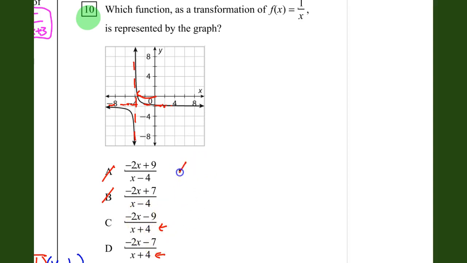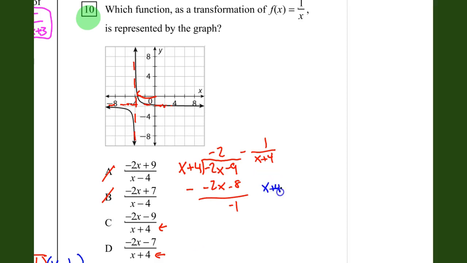So we'll have to do some long division to find out. So let's just divide these both and see what we end up with. So -2x minus 9, right? And we'll have, let's see here, -2, and then we'll have minus 8. Negative minus negative is positive, so we'll get -1. So we'll get minus 1 over x plus 4 here. And if we did the same thing for D, it'd be a very similar answer here. We'll have x plus 4, and then -2x minus 7, and we'll have -2x, and this time it will be -8, same thing, but we'll end up with a positive 1. So this will come out to be plus 1 over x plus 4.